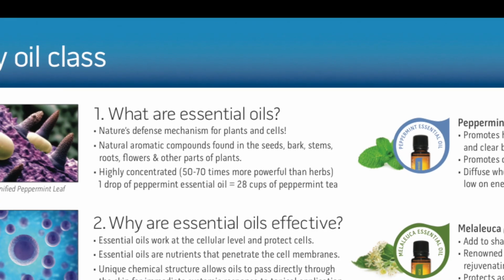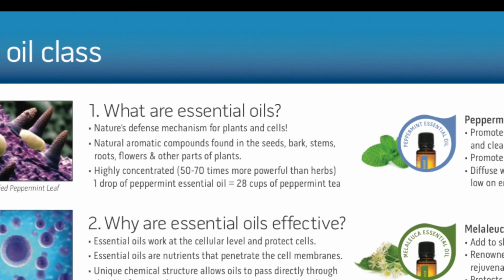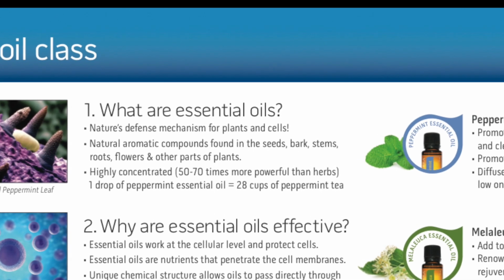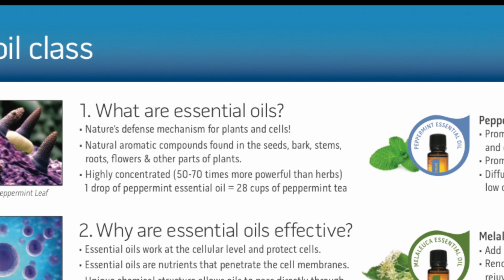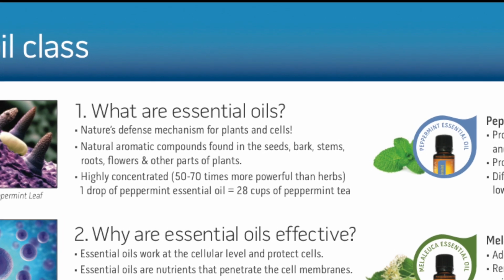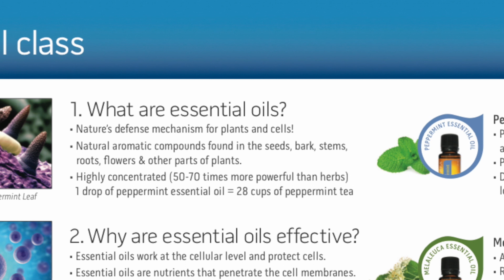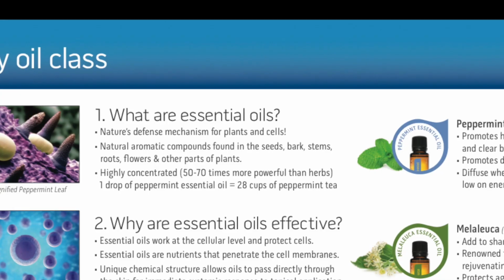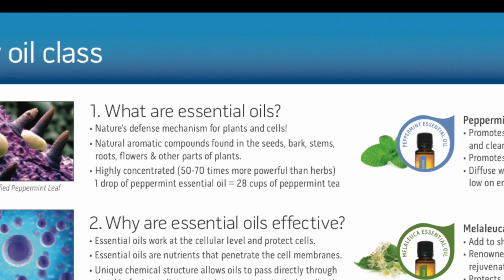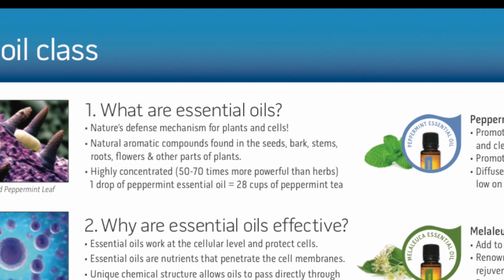So you'll notice, I've taught hundreds of these, and so I'll show you how I do this as someone who's taught hundreds. I say, what are essential oils? Well, they're nature's defense mechanisms for plants and cells. In fact, right here's a microscopic picture of a peppermint leaf. And you'll notice there are two white sacs there. Those sacs are essential oils, and that's how the plant defends itself against the different things it has to deal with. They're natural aromatic compounds found in the seed, bark, stem, roots, flowers, and other parts of the plant.